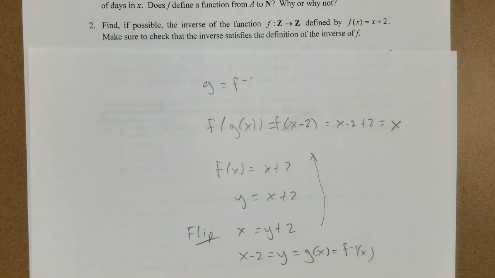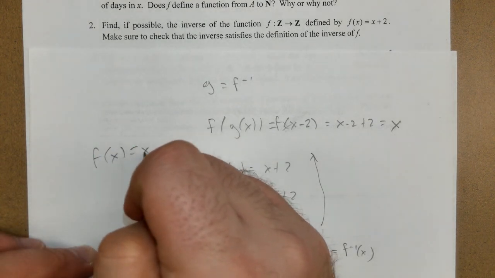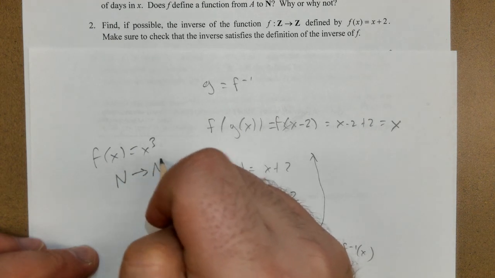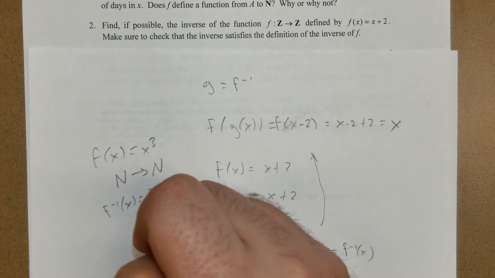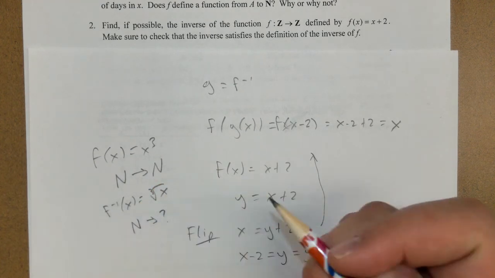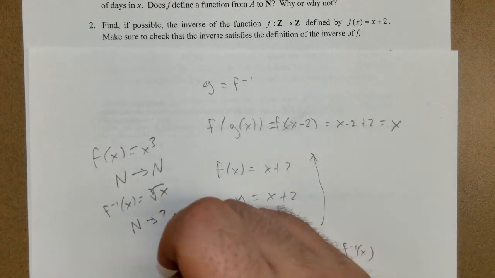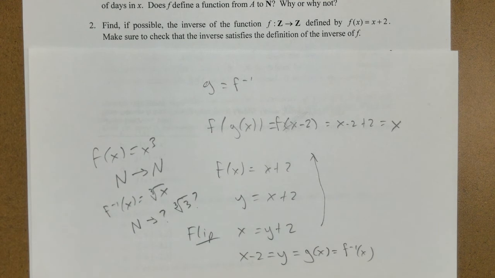By the way, a comment about this. x minus 2 still maps the integers to the integers. If you had done x cubed, so if f of x was x cubed, that can go from the natural numbers to the natural numbers. But f inverse would be cube root of x. That's not from the naturals to the naturals. That would have a different target space because what is cube root of 3, right? So you have to think about your domain a little bit. But for the function we have here, it really does go from integers to integers correctly.